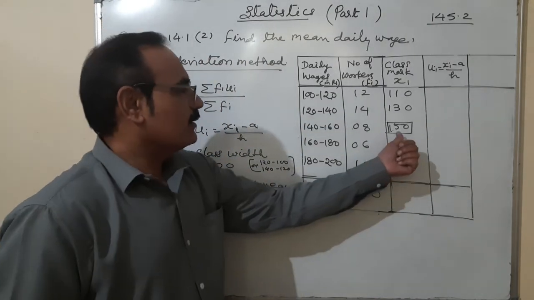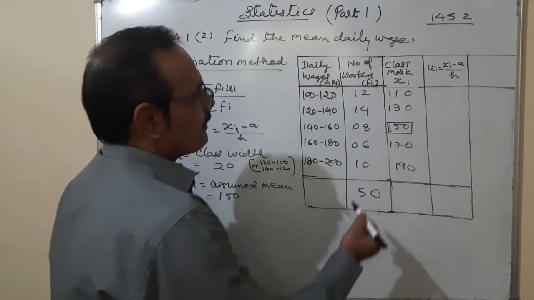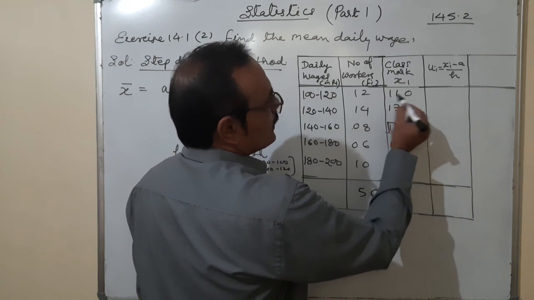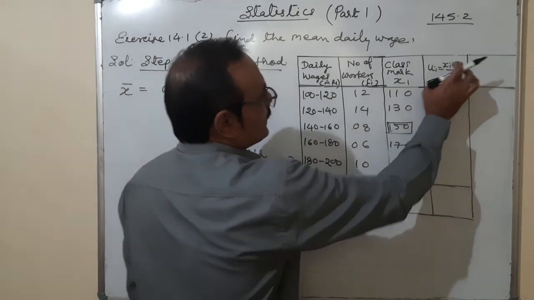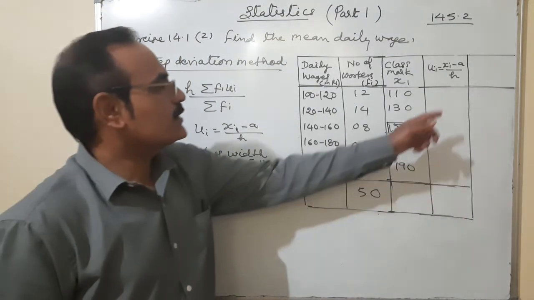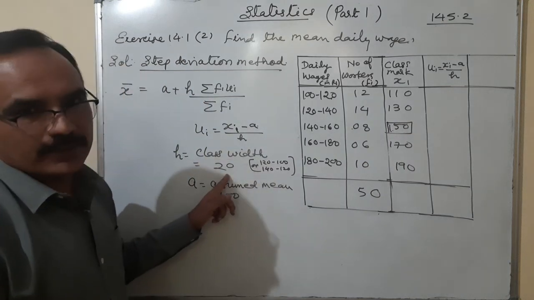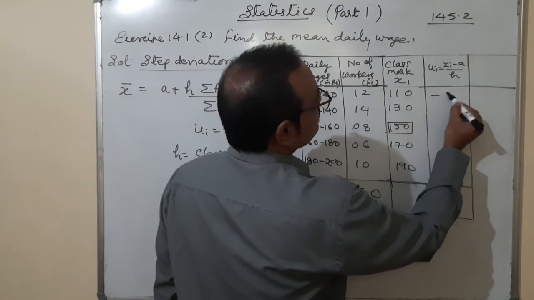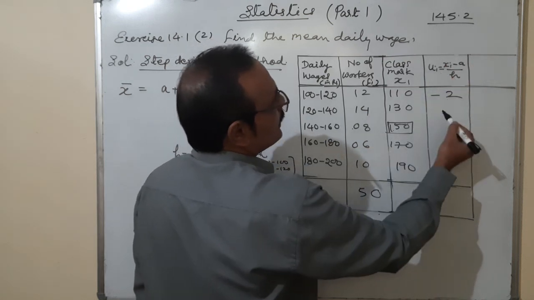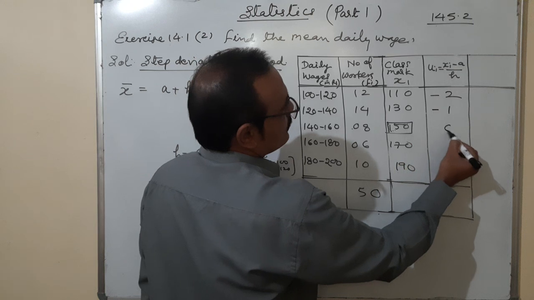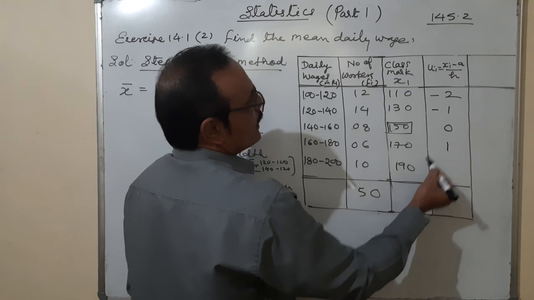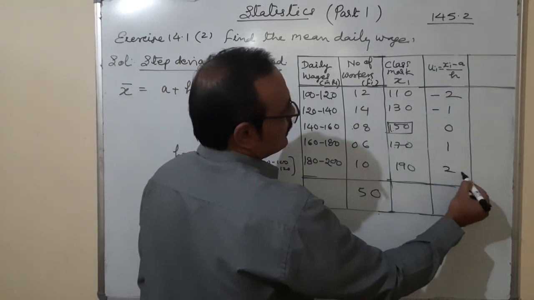Okay. Look at this. 150 is starting from here. 110, so this is 110 minus a. 110 minus 150 is minus 40, minus 40 divided by 20 is minus 2. 130 minus 150 is minus 20, upon 20, minus 1. 0. 170 minus 150, 20 upon 20, 1. 190 minus 150, 40 upon 20, 2.